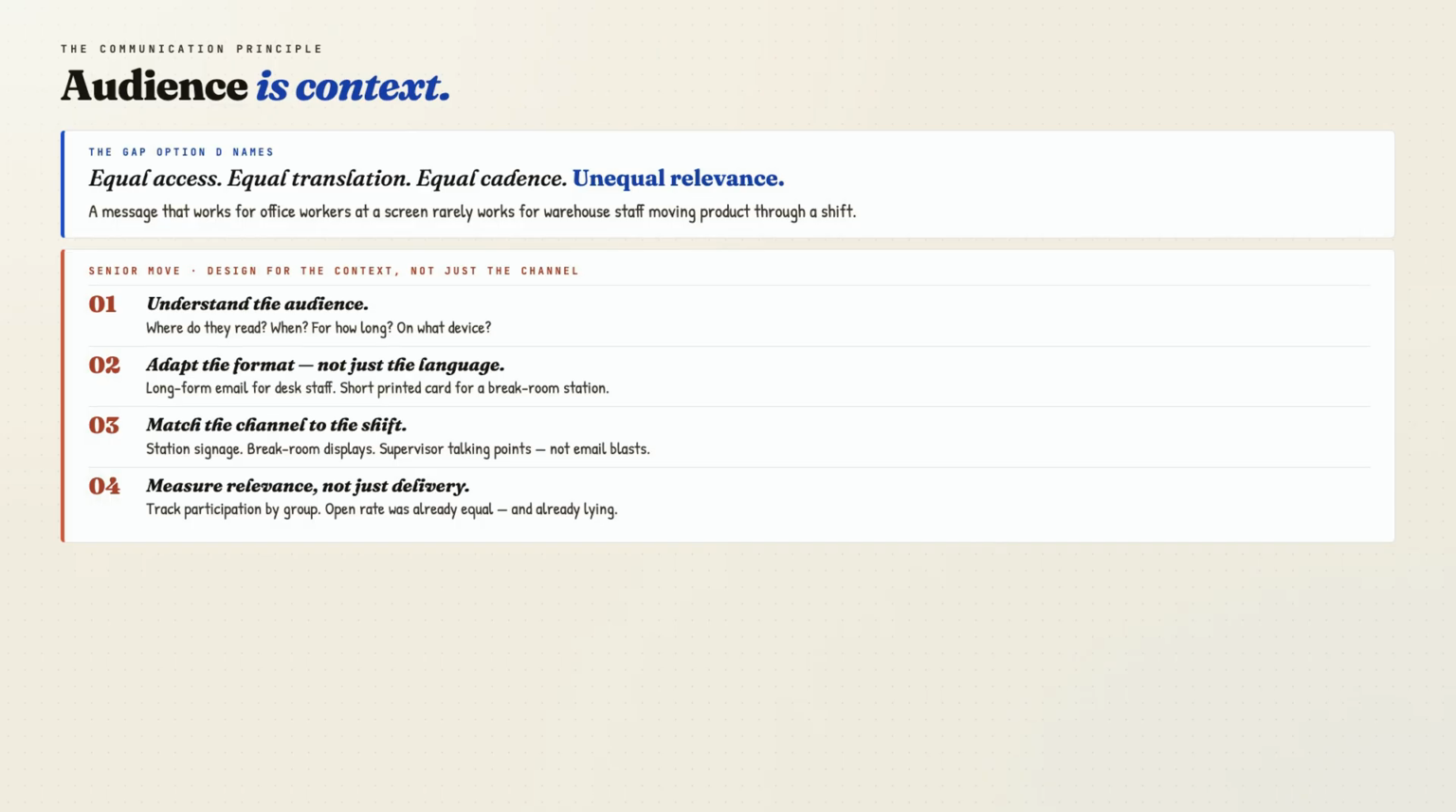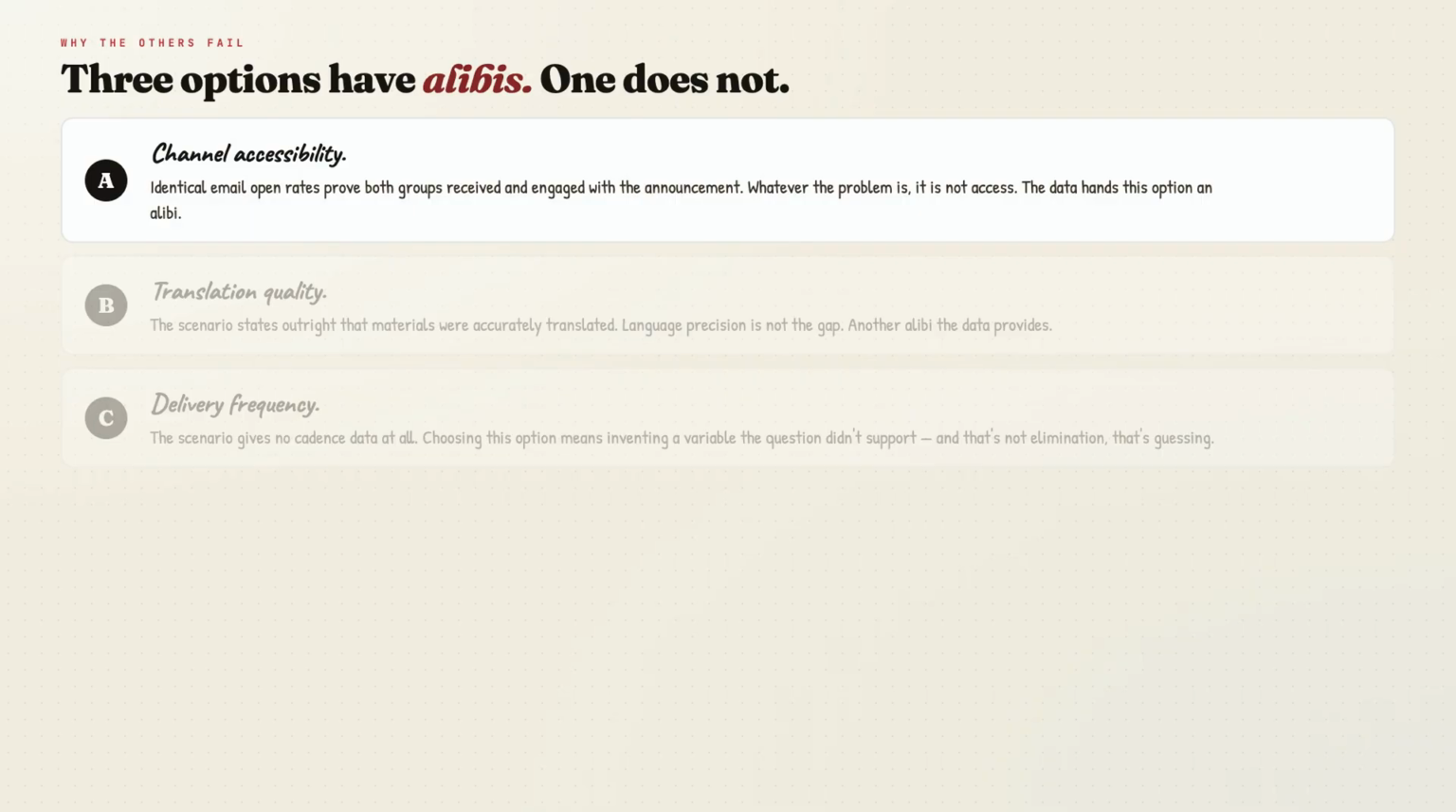Now, why the other 3 options fail? Option A, channel accessibility. The data explicitly rules this out. Identical open rates prove both groups received and engaged with the email. Whatever the problem is, it's not access. Rule out 3, keep what survives. Option B, translation quality. The data explicitly rules this out. Materials were accurately translated. The scenario states it outright. Language precision is not the gap. Rule out 3, keep what survives.